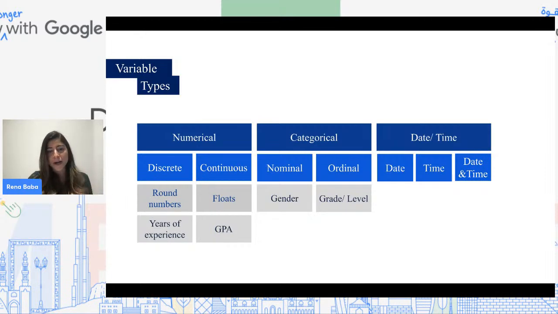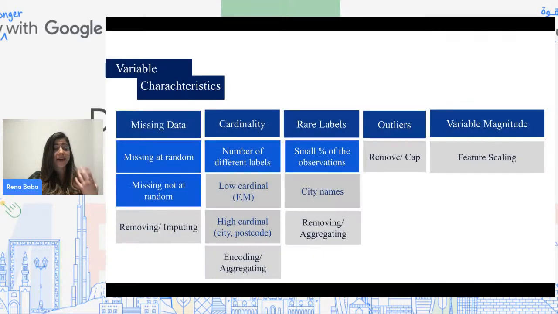So now we will talk about some of the things that we might face, and we'll talk about the characteristics of these variables, starting with missing data. So when you have missing data, you always need to do something about it, whether that's removing the observations completely, or relying on some imputation techniques, so filling in the data in a way that makes sense. And it's really important to understand why the data is missing, because the imputation techniques will vary.